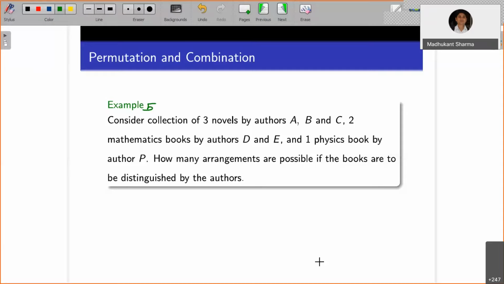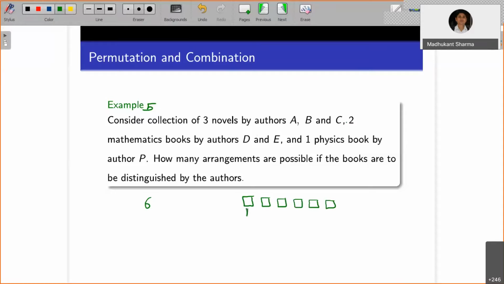So what will happen? There are total 3 novels, 2 mathematics books, and 1 physics book. So the total number of books is 6. Now you have to fix 6 places: 1, 2, 3, 4, 5, 6. If you distinguish by author only, it may be A, B, C, D, E, P, or any other combination, B, C, A, D, E, P, and so on.